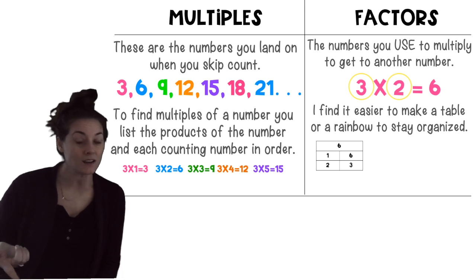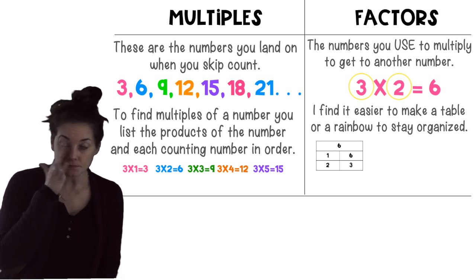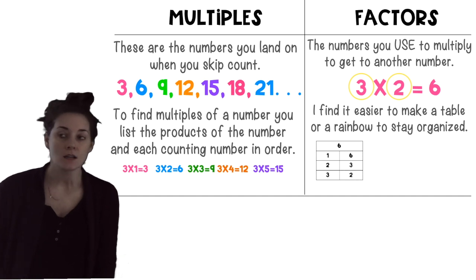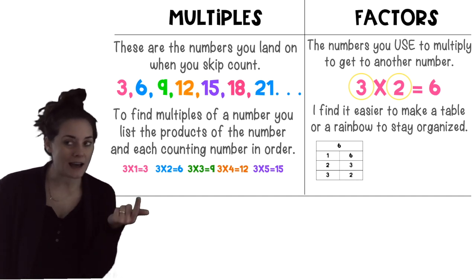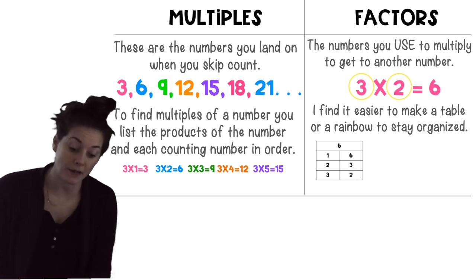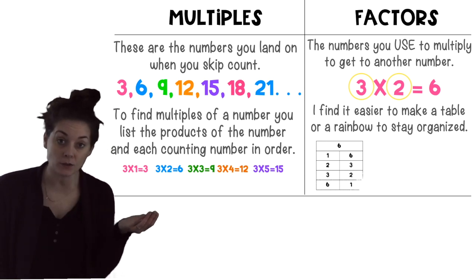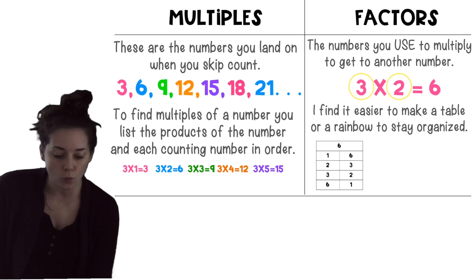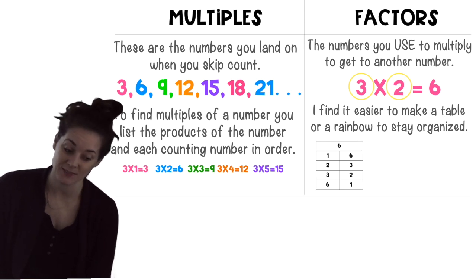Okay, does 3 have any other numbers? Well, 3 times 2 makes 6. How about 4? How about 5? How about 6? Well, 6 times 1 equals 6. So our factors of 6 are 1, 2, 3, and 6.